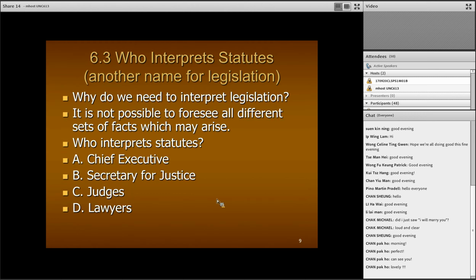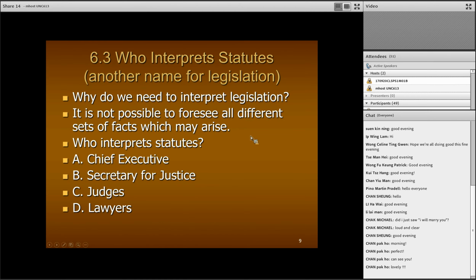So first of all, who does the job of interpretation of legislation? First of all, why do we need to interpret legislation? Don't expect the law to provide for everything. It's not possible. There are simply so many different scenarios. It's not possible to foresee all the different sets of facts which may arise.